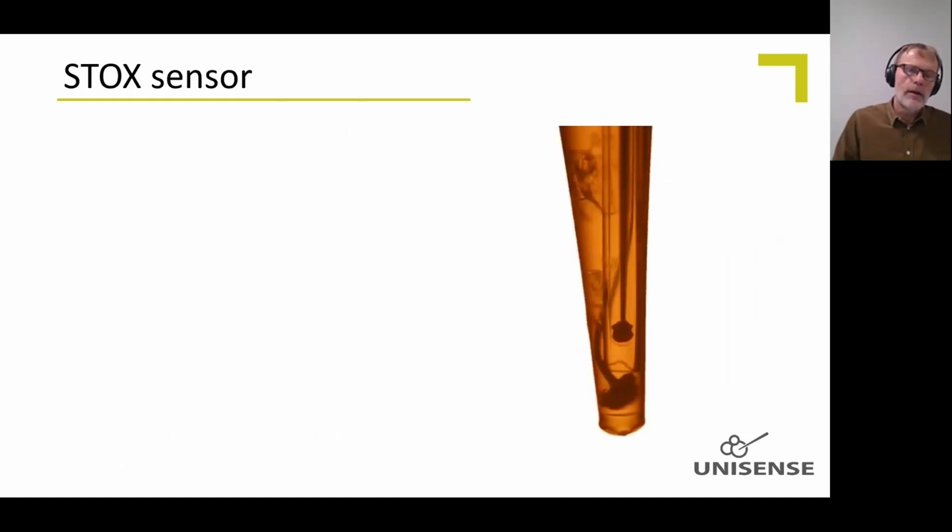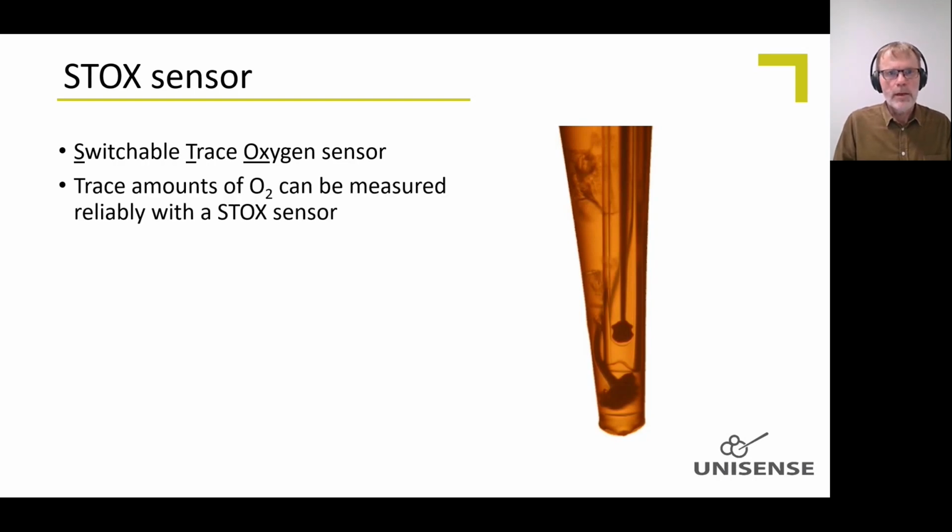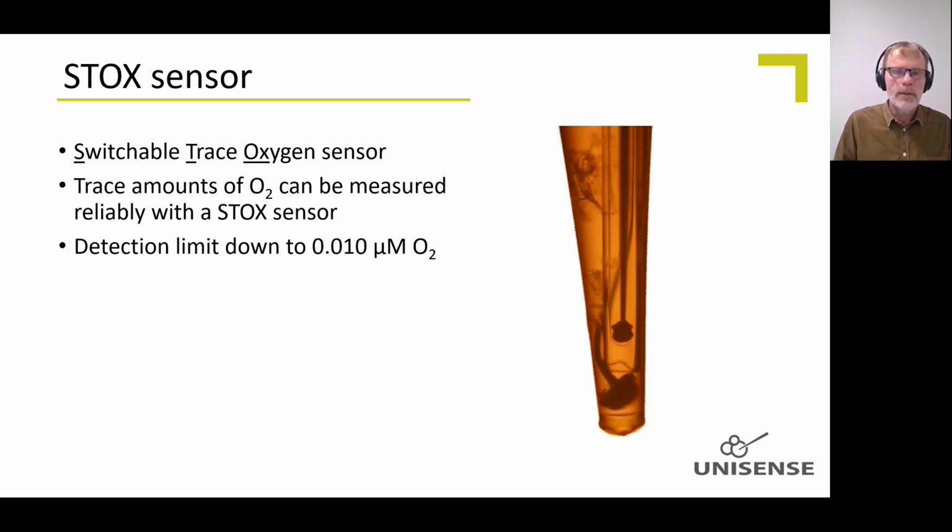So we also have a sensor for low oxygen concentration. This is called the stock sensor, switchable trace oxygen sensor. That can be used both in a lab and the field, and I'll show you some data from that. It is for trace amounts of oxygen and typically has a detection limit of 10 nanomolar of oxygen. So very, very low oxygen concentrations.